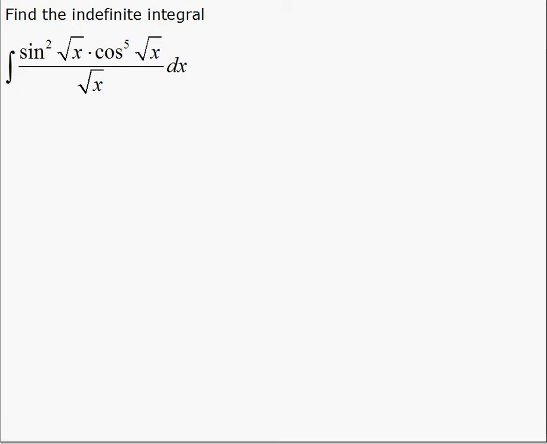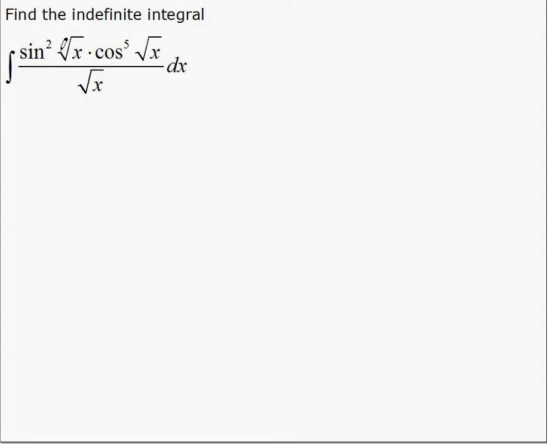In the following example, we're asked to integrate sine squared of root x times cosine to the fifth of root x over root x. First, we should notice we have powers of 5 and 2 for the sine and cosine functions, so direct u substitution with the trig functions is not going to work.